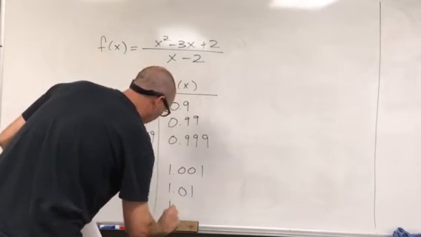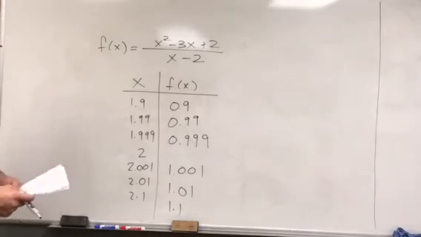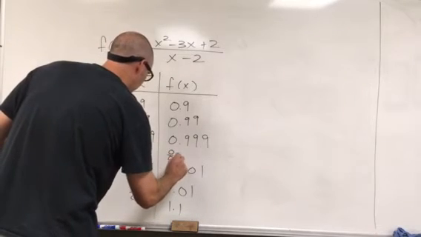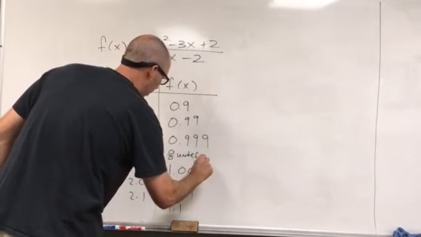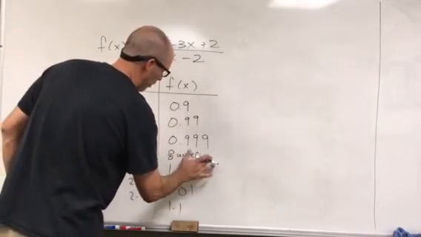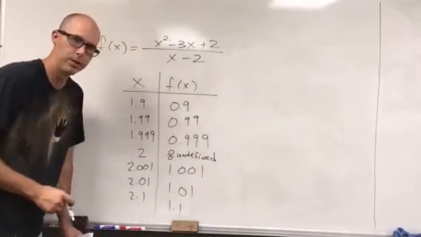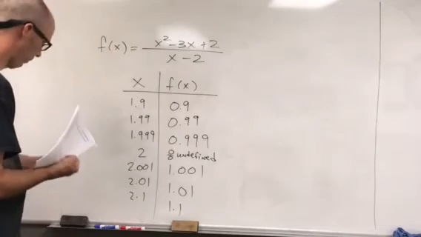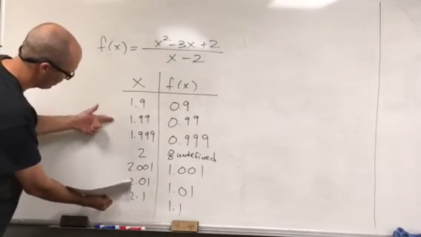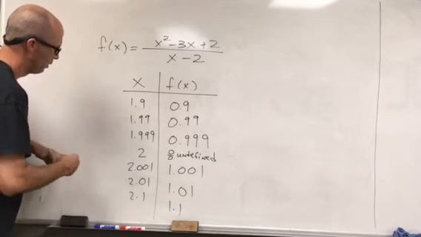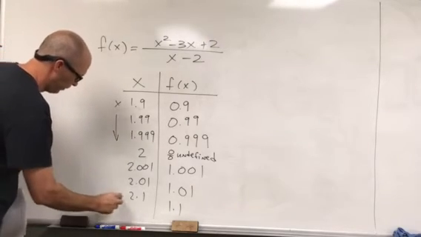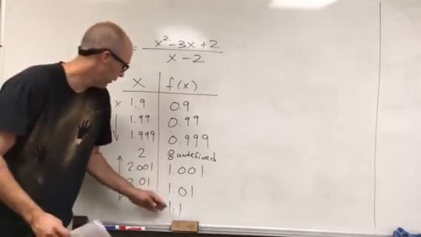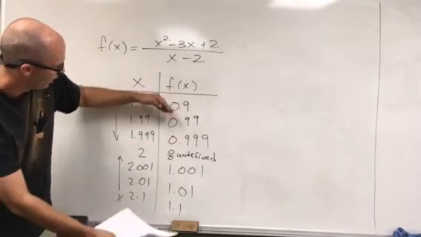Okay, now, as we said before, this is undefined, right? You get 0 over 0, which is undefined. We just don't know what 0 divided by 0 should be. So that's why we call it undefined. Okay, but look what's happening, right? As x approaches 2, as x narrows in on 2, there is a specific number that f of x narrows in on. It narrows in on 1, right?